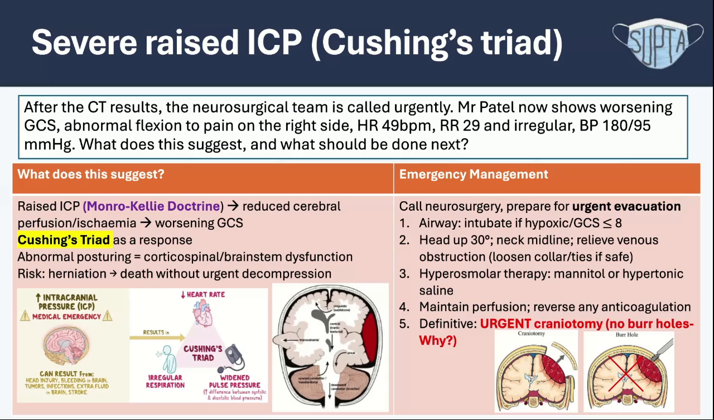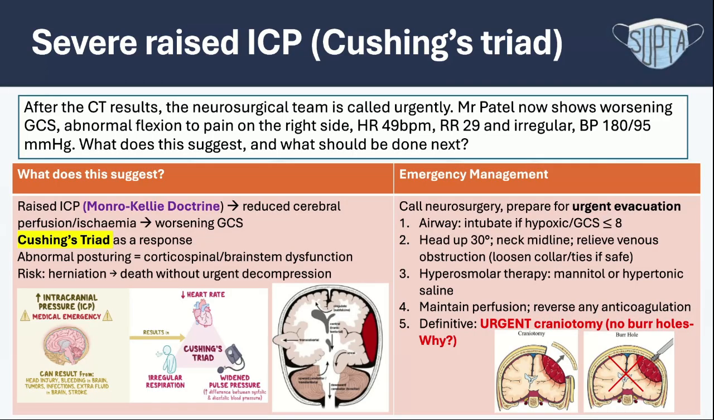So the big message is that herniation is not just an imaging finding. It produces recognizable bedside signs as well, such as a unilateral dilated pupil, contralateral weakness, reduced consciousness, and abnormal posturing. Without urgent decompression, this can rapidly progress to brainstem failure and death because of the pressure on the brainstem.